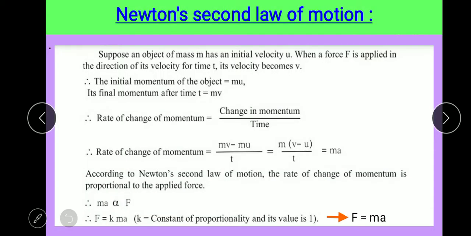Just a second, students. Here I'll explain you, explanation is over here. As per the second law of motion, the rate of change of momentum, suppose initial velocity is u and final velocity is v. Suppose we are having initial velocity u and final velocity v, then the initial momentum will be mass into initial velocity, and final momentum will be mass into final velocity.